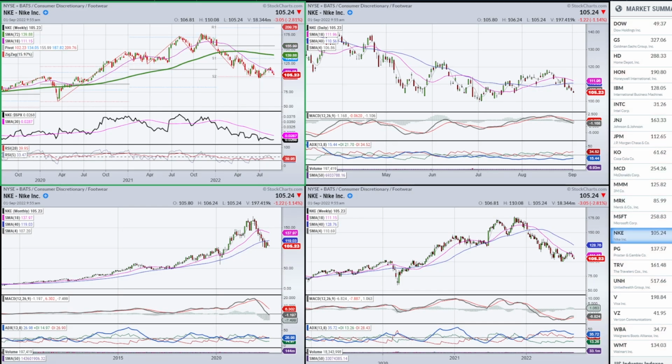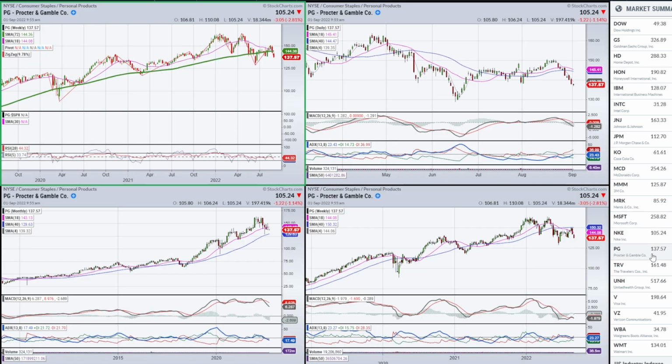Nike, again, no strength to the upside. Look at this. There's hardly any strength whatsoever. People are not interested in this yet. This needs to hold 100 to keep itself kind of flat and neutral. If it breaks 100, there's probably more downside risk.